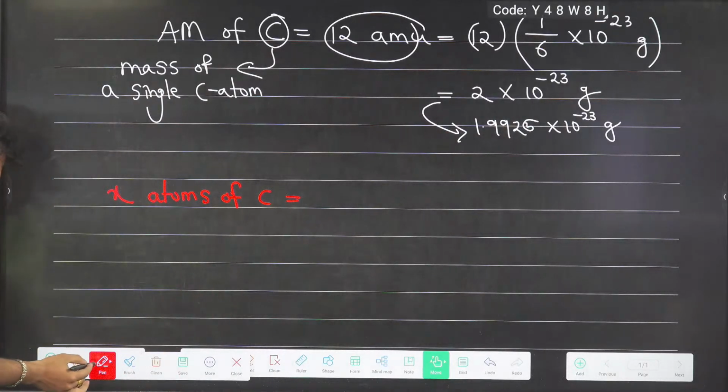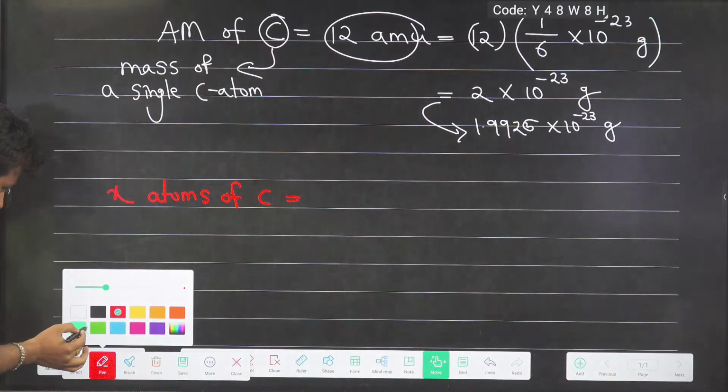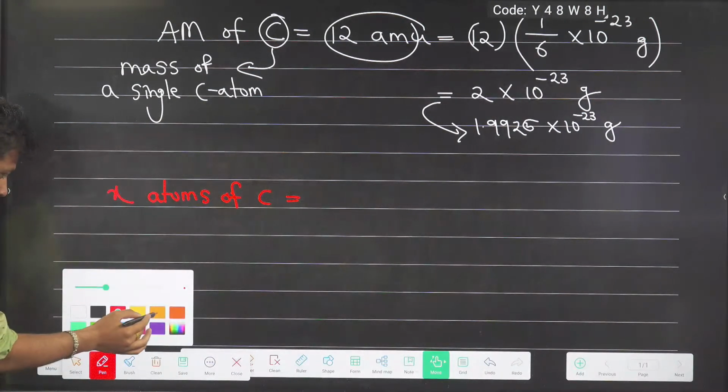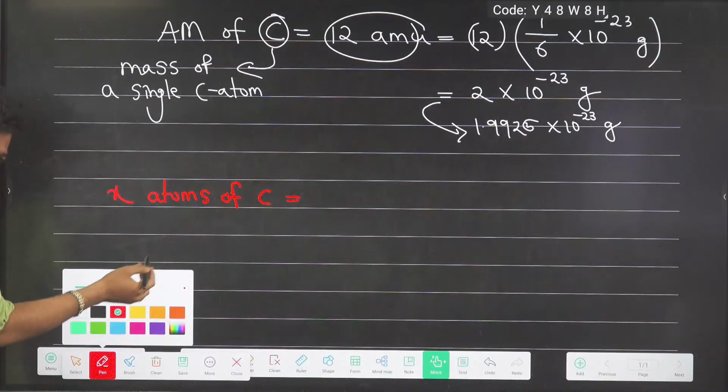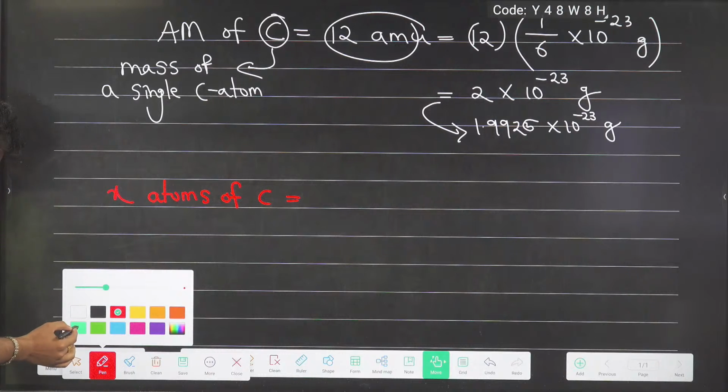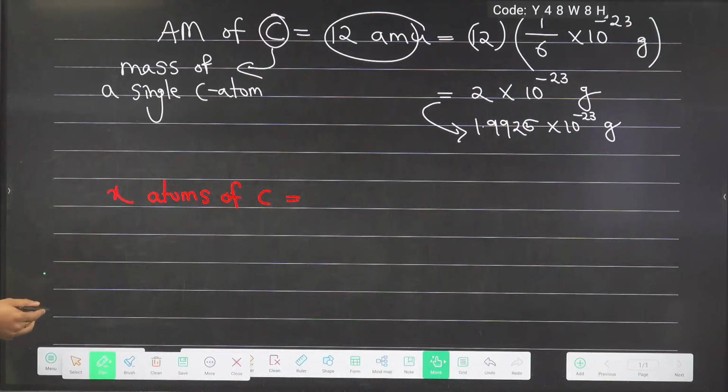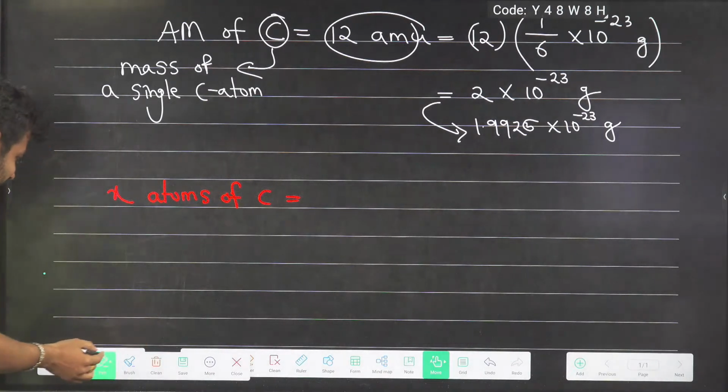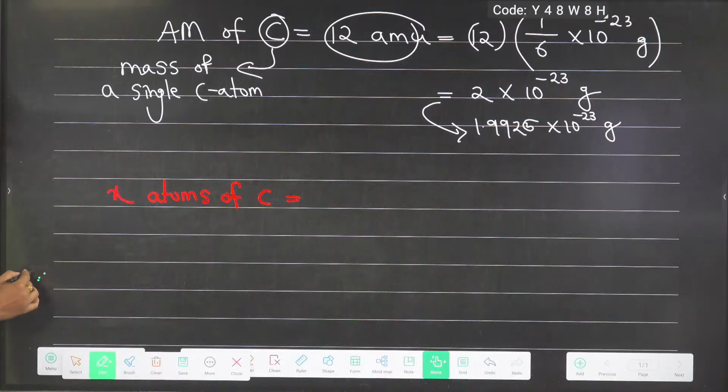Okay, dear, I'm using the other color. Which color do you want? Okay, blue. Manage with this one, okay?